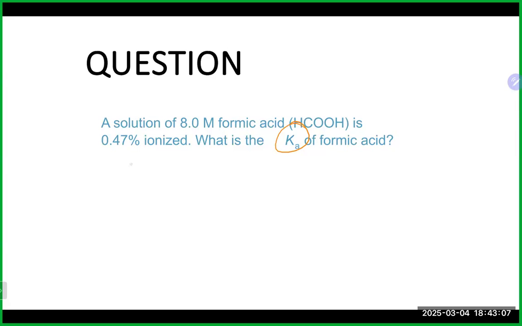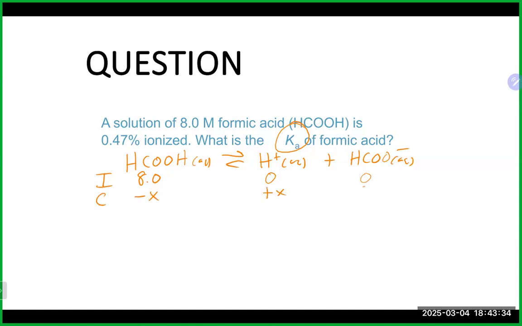We can write our equation. And again, it's just our formic acid breaking apart into H plus and a little HCOO minus, dare I say formate maybe. We're going to initially know that we have 8 molar of our formic acid. We have 0 of this guy, 0 of that guy. Change would be minus x, plus x, plus x. Equilibrium would be 8 minus x, x, and x. So this is our normal sort of ICE table that we would do here.